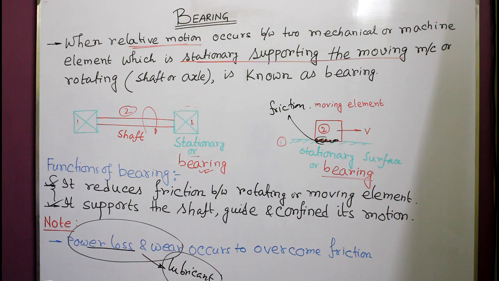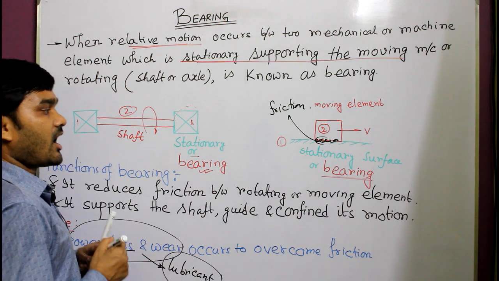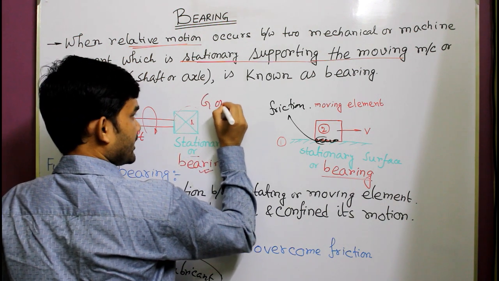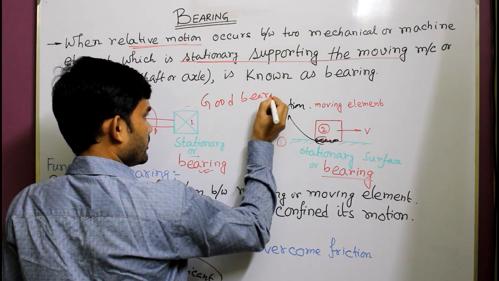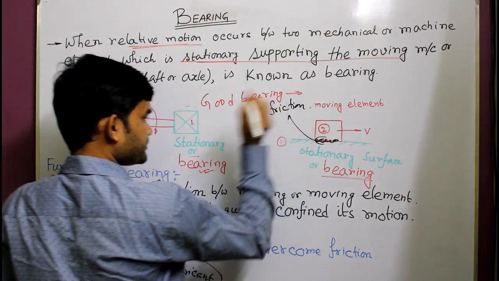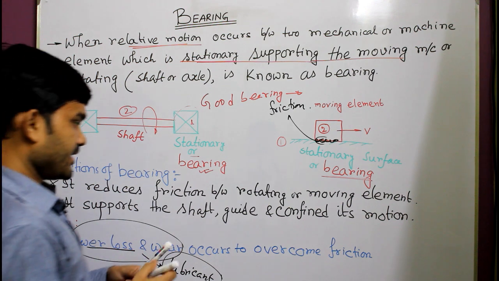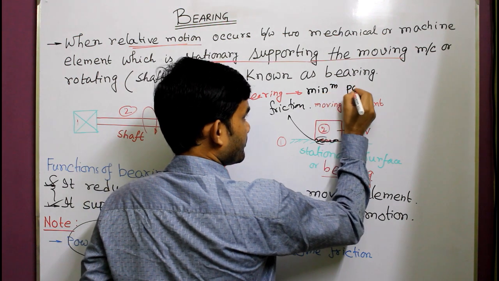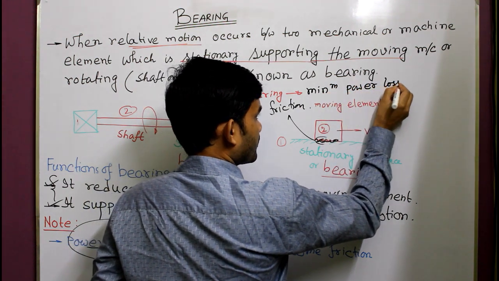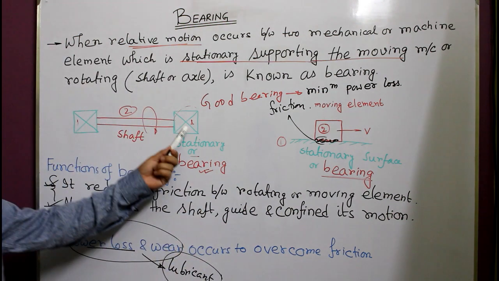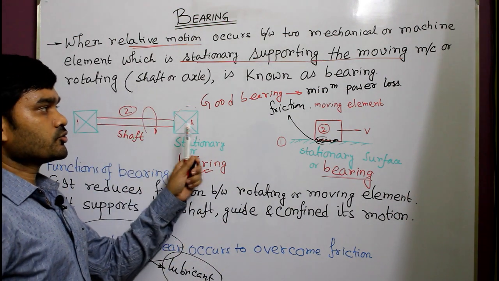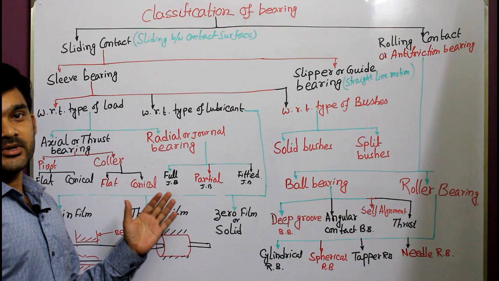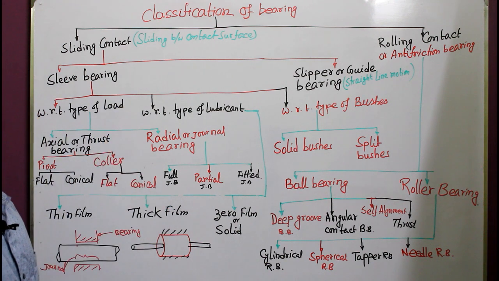Now, how can we define a good bearing? What will be the criteria for a good bearing? A good bearing should have minimum power loss. If we say a bearing is a good bearing, it should have minimum power loss. Next, we are going to discuss the classification of bearings.